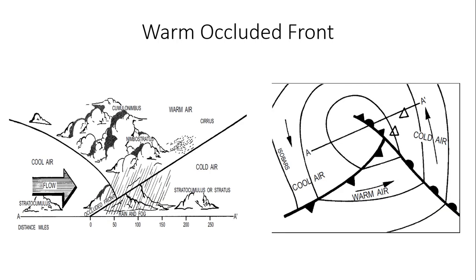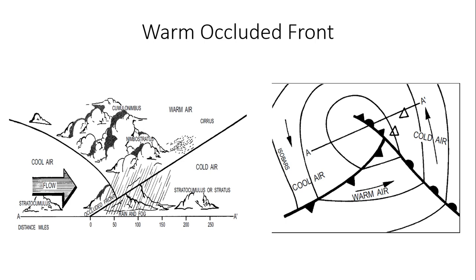Meanwhile, with the warm occluded front, the coldest air is going to be out ahead of the surface cold front. Warm air is again lifted aloft, and with the warm occlusion, you typically see more in the way of warm frontal type weather, with more continuous showery precipitation and more of a stratus deck in the low levels.